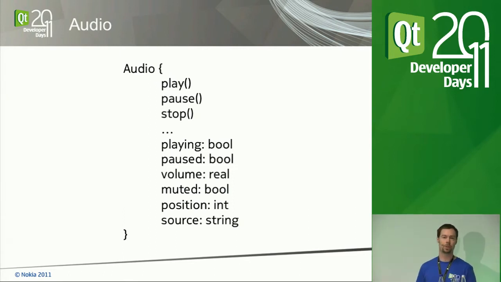Or if you are doing a game and you have a soundtrack as a sound file that's playing in the background, and then you get to a certain part of the game, you can jump to a specific position in the sound file to create the right mood. And finally, we have the ability to set the source so that you can define what file it is. That's a simple URL string.